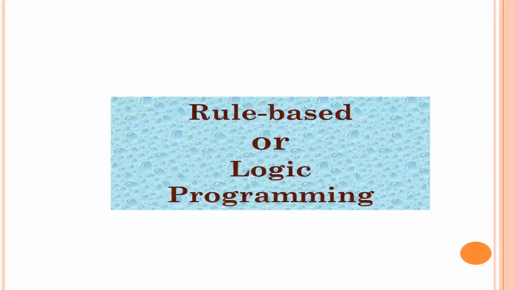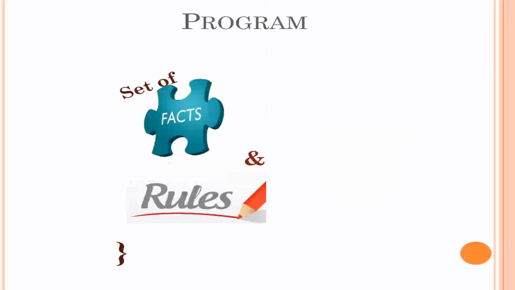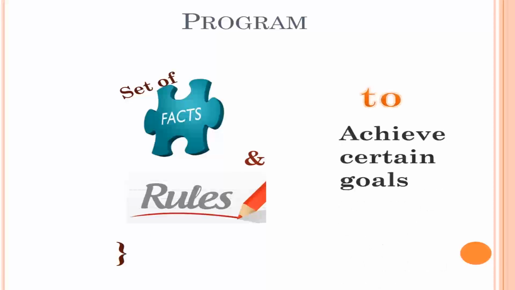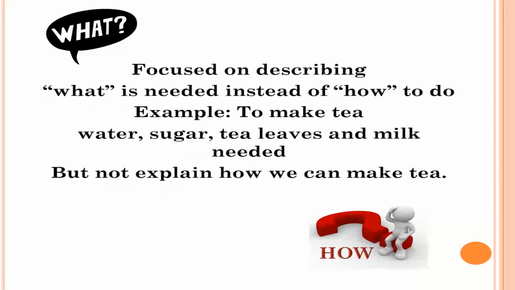In this language, a program is seen as a set of facts and predicate rules to achieve the required goals. This programming language is focused on describing what is required from the program without specifying how to solve it, in contrast to the previously discussed imperative programming language. For example, if we want to make tea, we will only describe here that water, sugar, tea leaves and milk are required. But we will not explain how to make the tea.